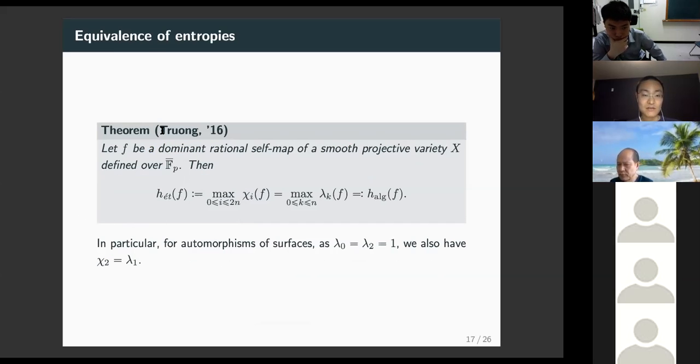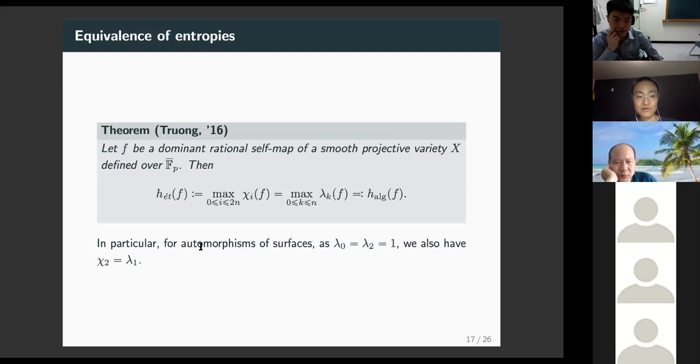Okay, and then here's another result of Truong. He proved the equivalence of entropy. We may call the maximum of all chi the topological entropy of F, and the maximum of all lambda k the algebraic entropy. He proved these two entropies coincide. Although we don't know individually that chi k equals lambda k, the maximums are the same.